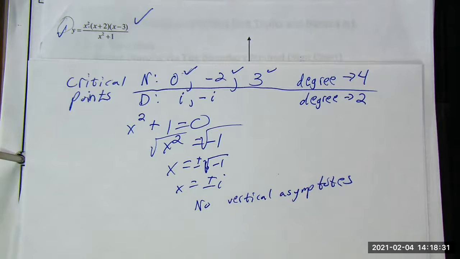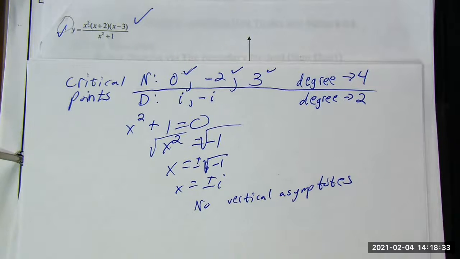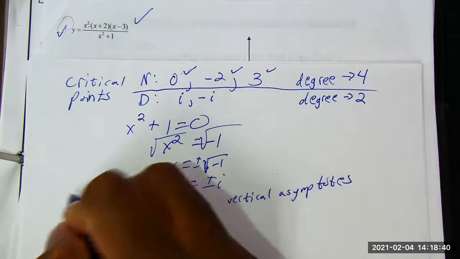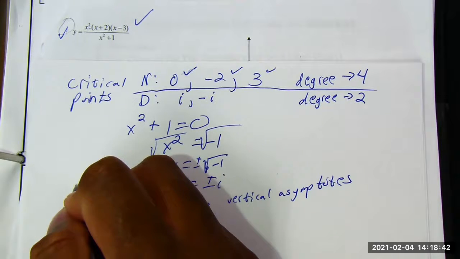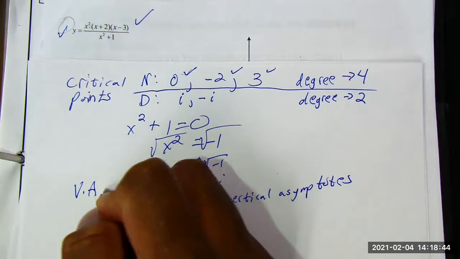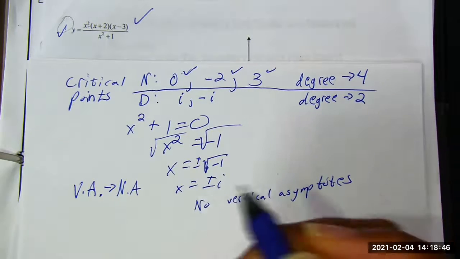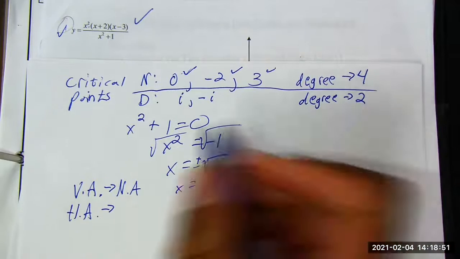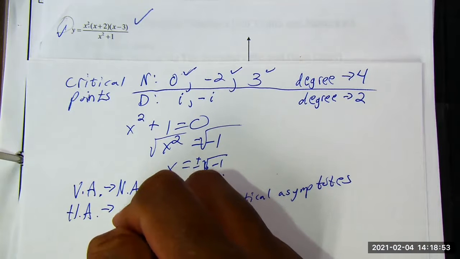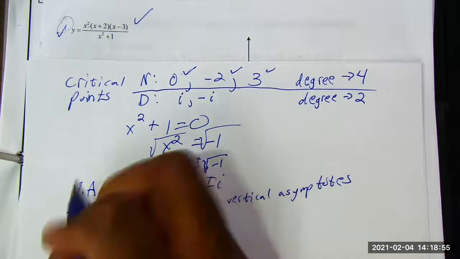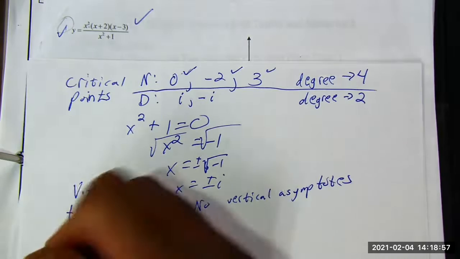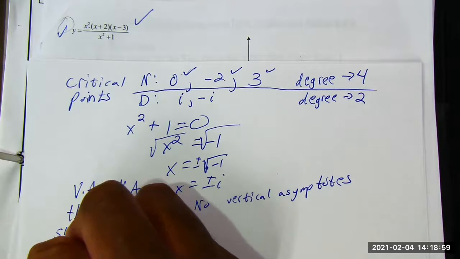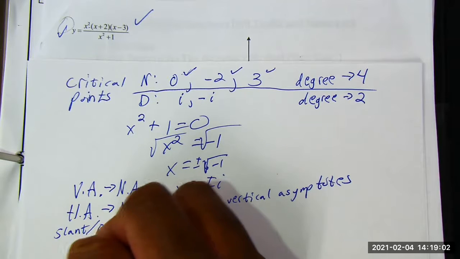Once we get the x-intercepts, let's just keep track of everything because there are lots of moving parts. So our vertical asymptotes: not applicable. There are no vertical asymptotes. Horizontal asymptote: the degree of the numerator is greater than the degree of the denominator, so it's not applicable. If there isn't a horizontal asymptote, let's check for a slant or an oblique asymptote.